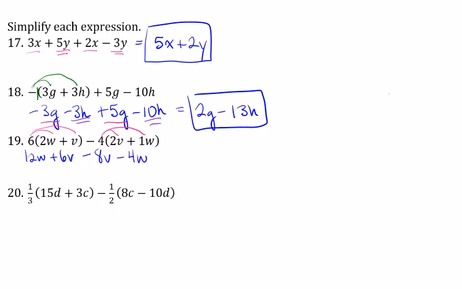Then we combine like terms. 12w minus 4w is 8w. And 6v minus 8v is negative 2v.